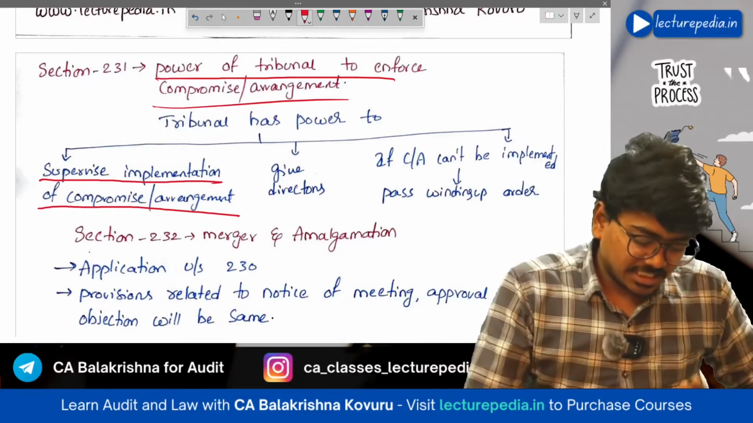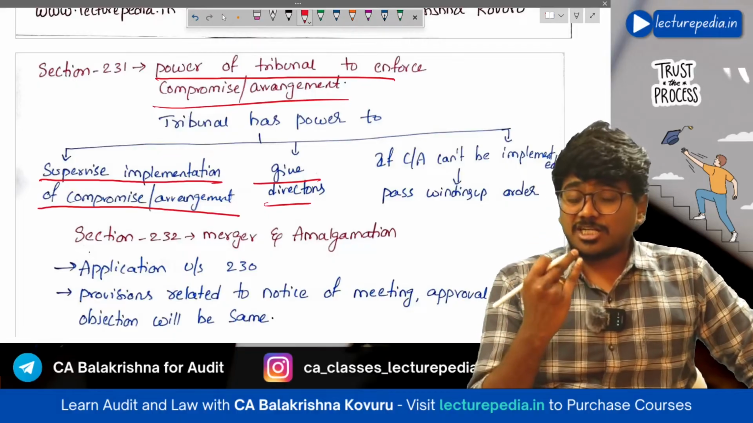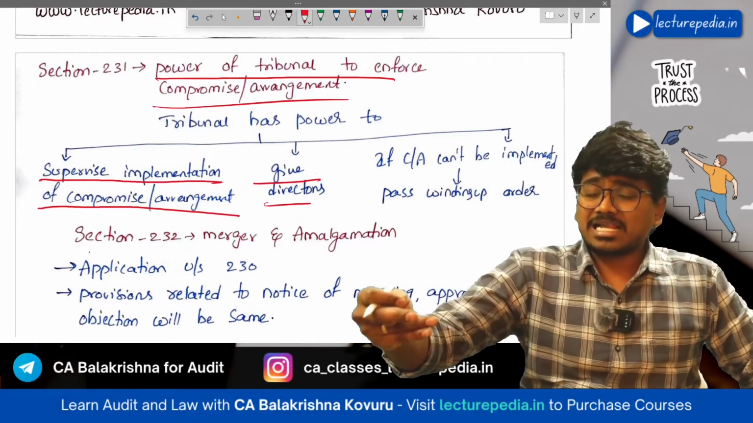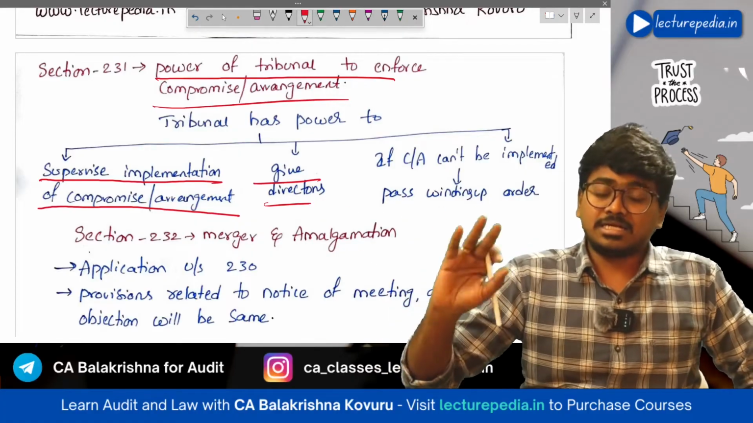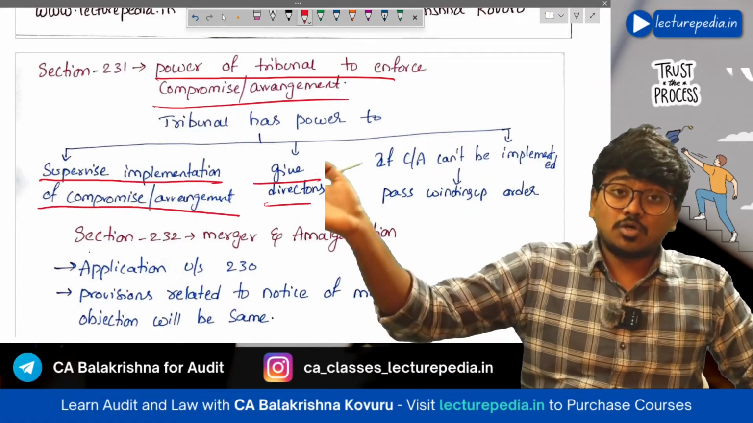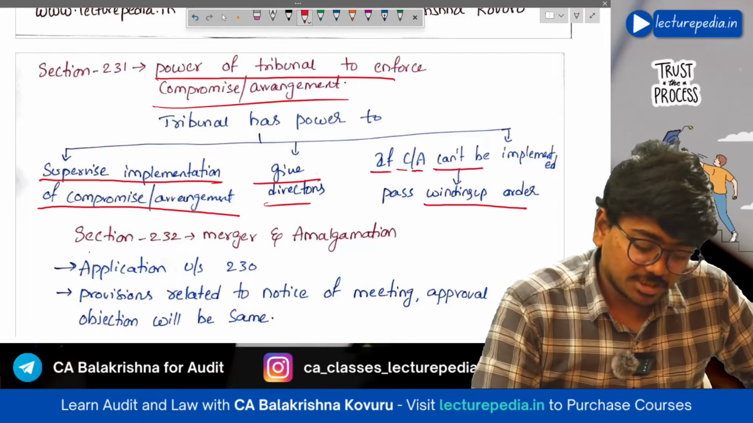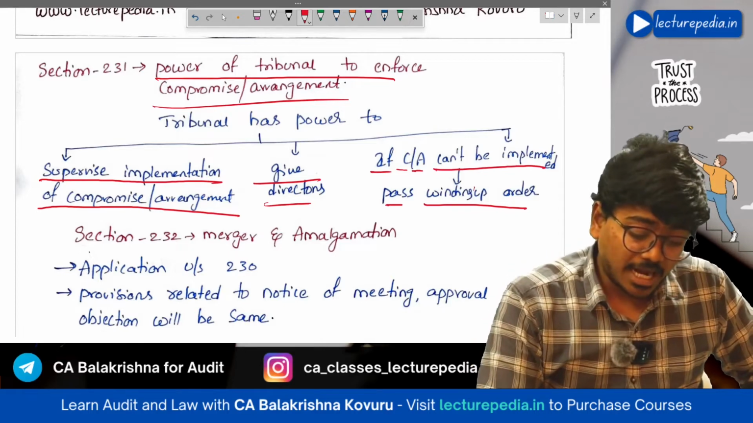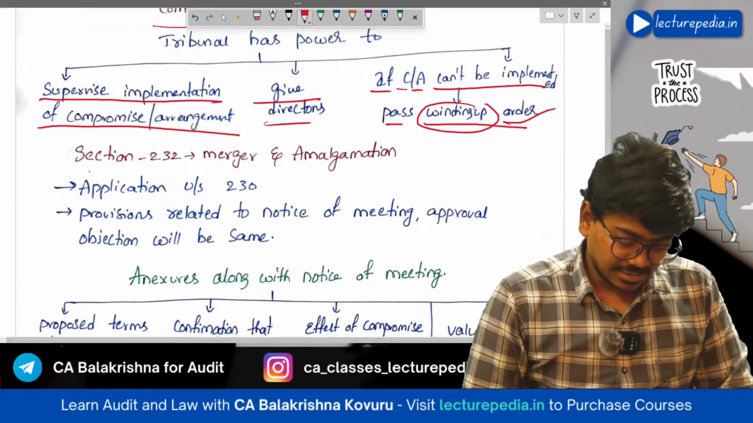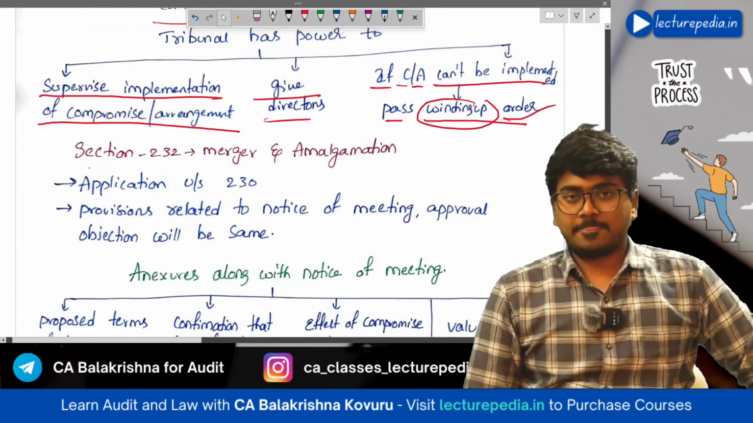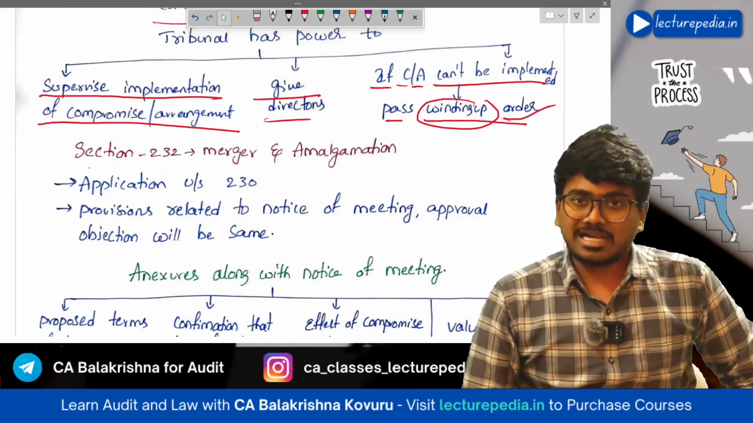It can give directions to the company, creditors, and members regarding this compromise or arrangement. And if the tribunal feels that the compromise or arrangement that it has ordered cannot be implemented, in that situation the tribunal can also order the winding up of the company. If the compromise or arrangement cannot be implemented, then pass a winding up order. Okay, that is section number 231, which deals with the powers of the tribunal to enforce this compromise or arrangement.